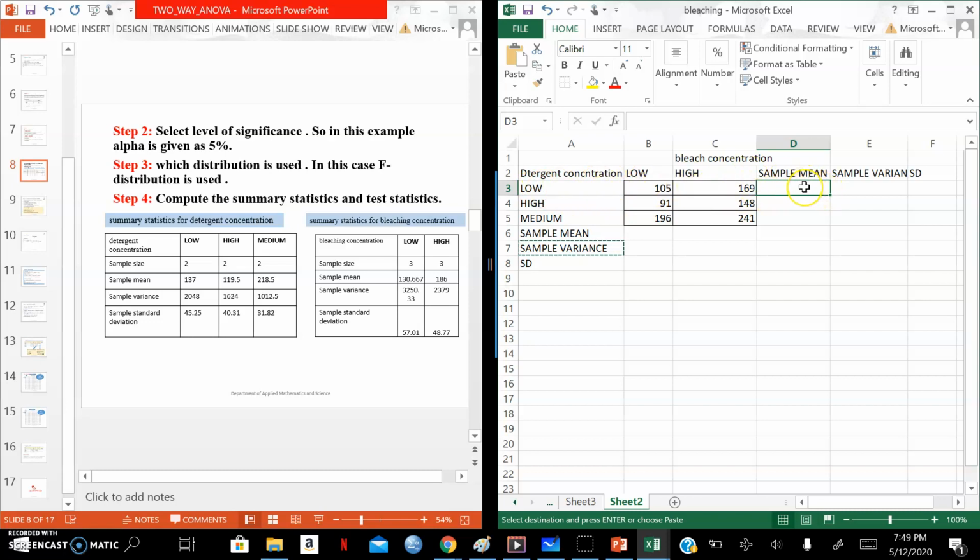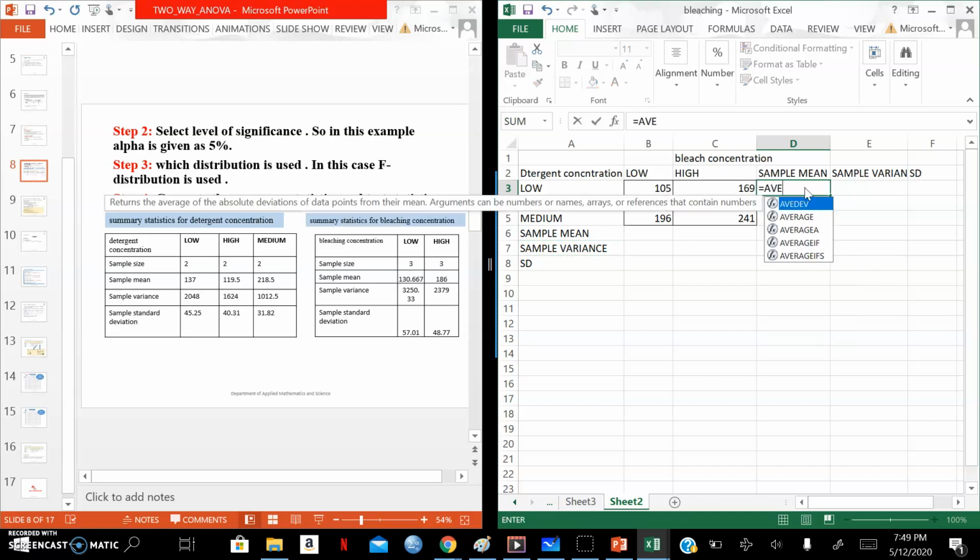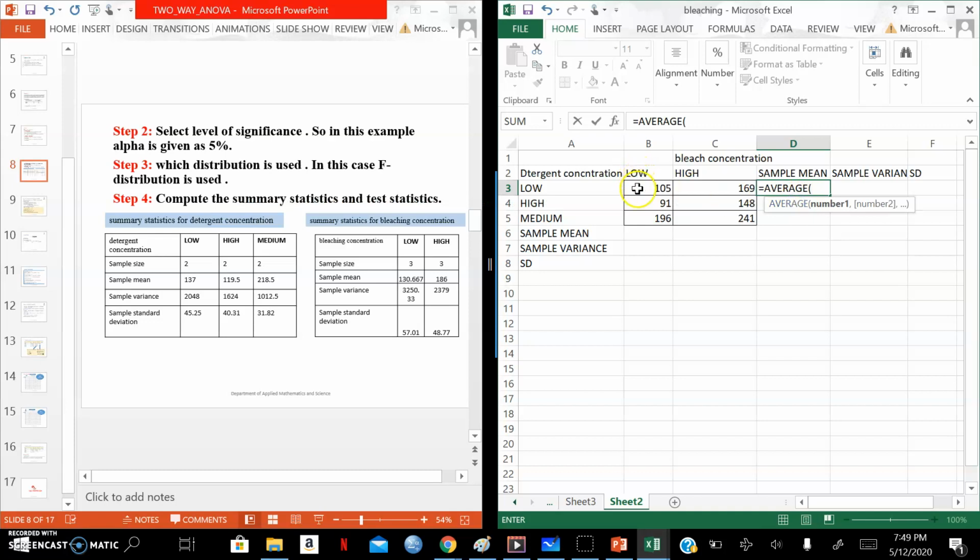So the first sample mean for the first row, you compute it using the function average in Excel. You select the first row observation, close, press enter, you get the answer. So that is the answer, I wrote it here. Sample size is 2 because we have 2 observations in the first row. So you drag, you get the remaining sample mean.